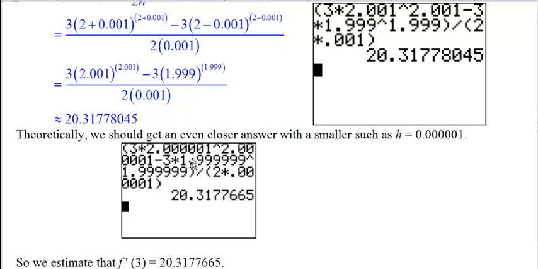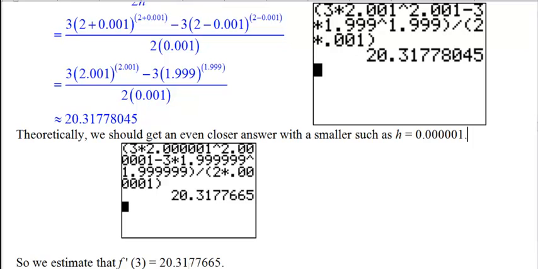Okay, so 1.999999 to the power of 1.999999, and so forth, and you work that out. Be sure to change the 8's there, and we get 20.3177665. And if you notice, these agree at least up to 4 decimal places. They round off to 20.3178. And so we know that our first estimate was accurate that far, and in fact this one probably is accurate all the way, all the digits.